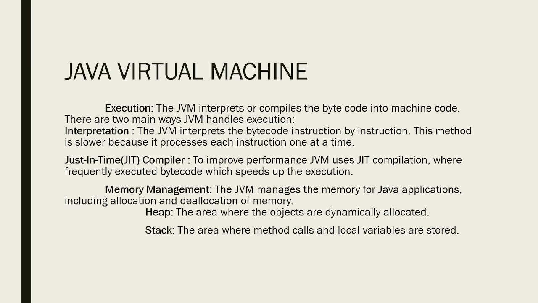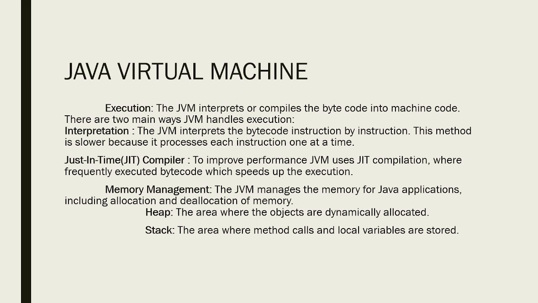Already we know interpretation means it will read line by line. Reading line by line takes a lot of time, so this method is slower. Because of this, we go to compilation, which here means just in time. At once, it will read all the lines of code and generate any errors. That is what compilation is. So we are using a compiler, the just in time compiler.